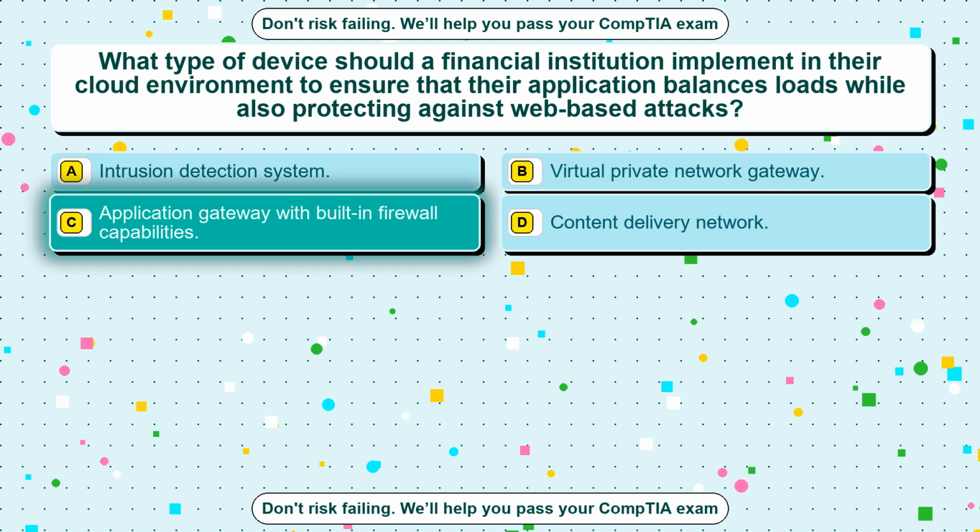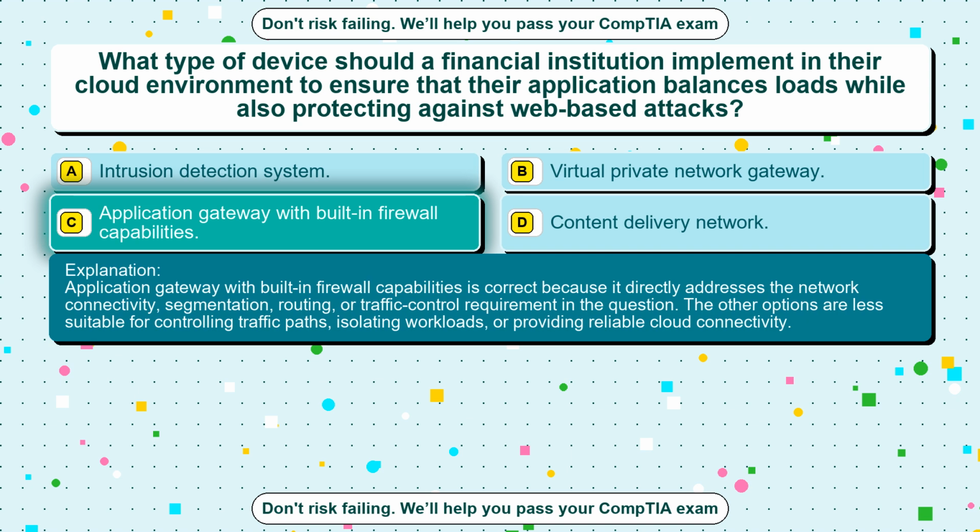The correct answer is option C. Application gateway with built-in firewall capabilities. Application gateway with built-in firewall capabilities is correct because it directly addresses the network connectivity, segmentation, routing, or traffic control requirement in the question. The other options are less suitable for controlling traffic paths, isolating workloads, or providing reliable cloud connectivity.